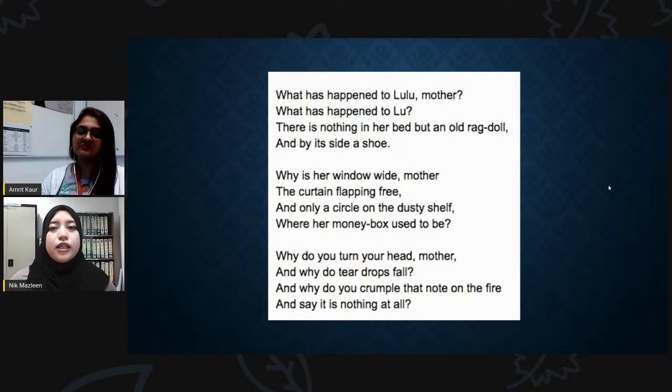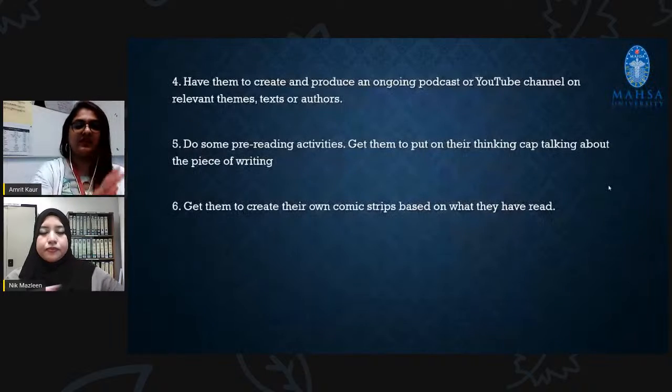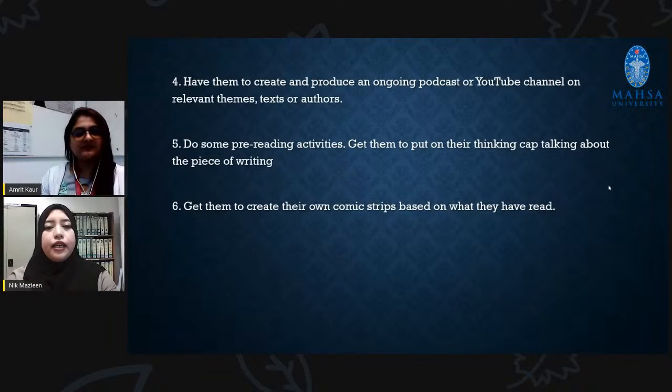You can also increase their confidence level, so they are able to voice out their opinions. You need to accept all kinds of answers. There are no right or wrong answers in this kind of approach, since you're asking them to make predictions. Thank you, Miss Amrit. Can we go back to the previous slide?